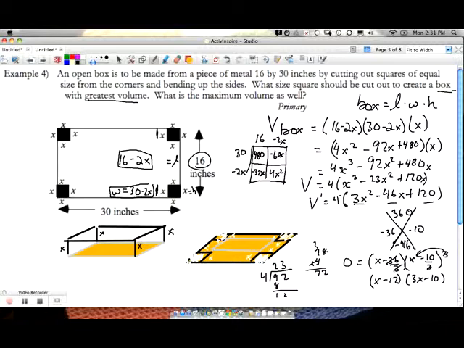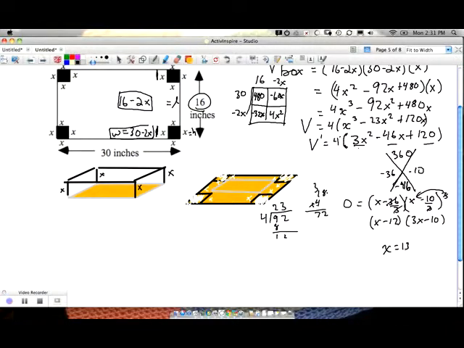So we have two values. We could say x equals 12, or x equals, what's the other one? It's going to be 3x minus 10, so that's 10 thirds, or 3 and a third. So those are our choices, 12 or 3 and a third.